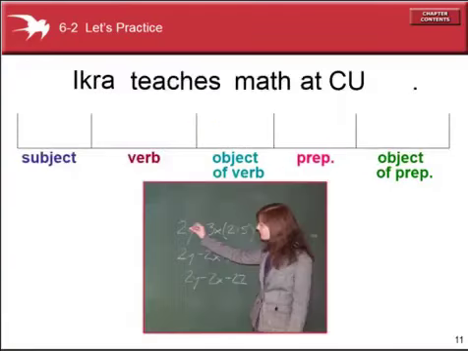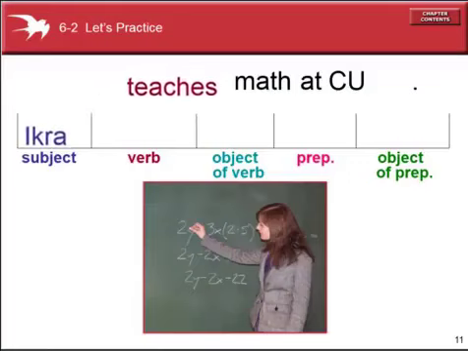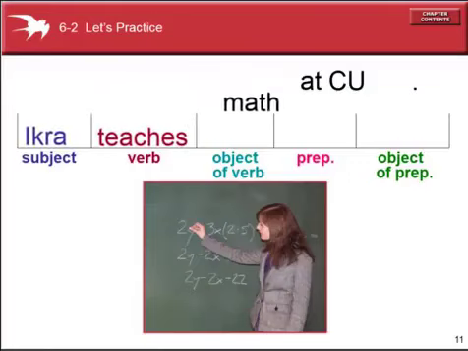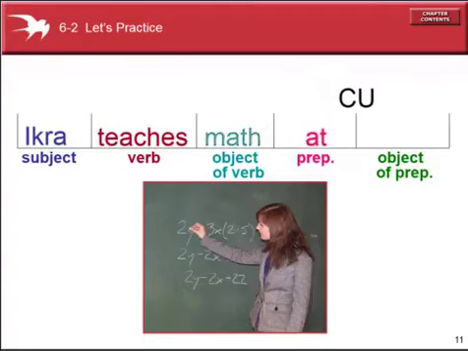Look at another sentence. Ikra teaches math at CU. Ikra is a subject. Teaches is a verb. Math is the object of the verb. And at is a preposition. CU is the object of the preposition. So Ikra is a noun, used here as a subject. Math is also a noun, used here as the object of the verb. And CU is also a noun, used here as the object of the preposition.